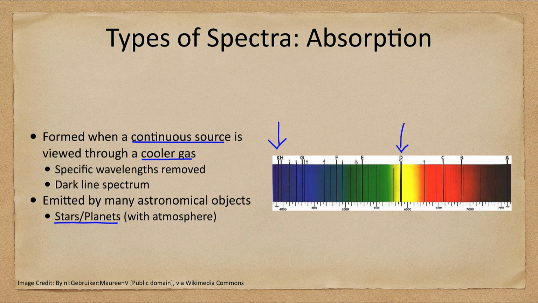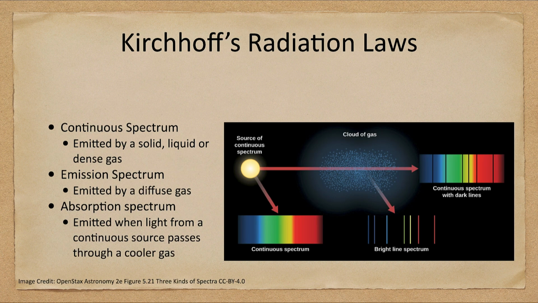Now let's put this all together in a little bit of a schematic to see here. We're doing the same types of spectra. This is the continuous, the emission, and the absorption. And we can see how each of them are formed. So we talked a little bit about what they looked like. And here we see them, the continuous, the emission, and the absorption spectrum.